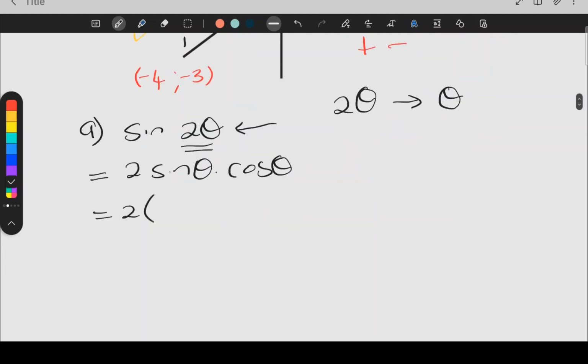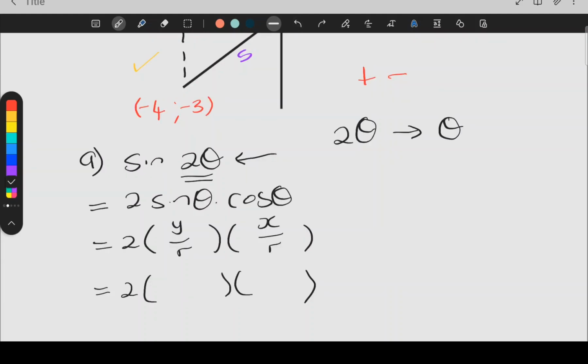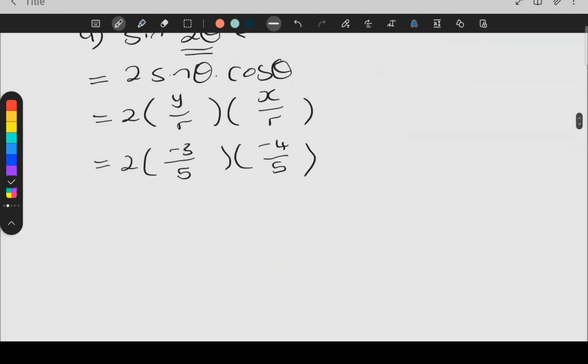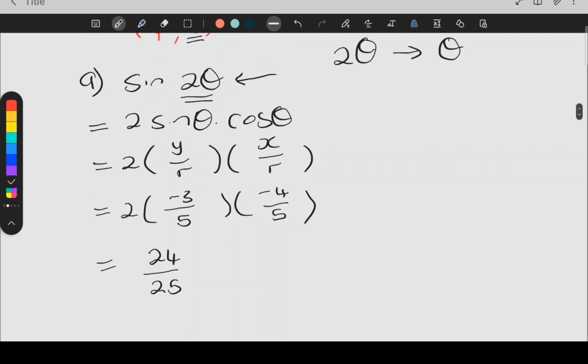Can you see? I'm going to slow it down a little bit. Sine is y over r. Cos is x over r. So now I'm going to use my diagram to substitute. According to my diagram, y is negative 3 and r was 5. X is negative 4 and r was 5. I can put this all on my calculator, although it said don't use the calculator. You must just remember, don't write your answer as a decimal. And that's your answer for that one.